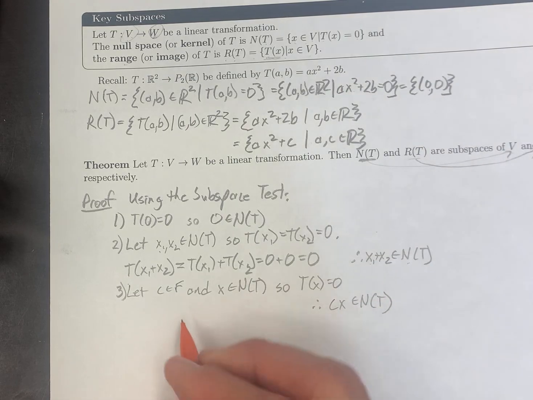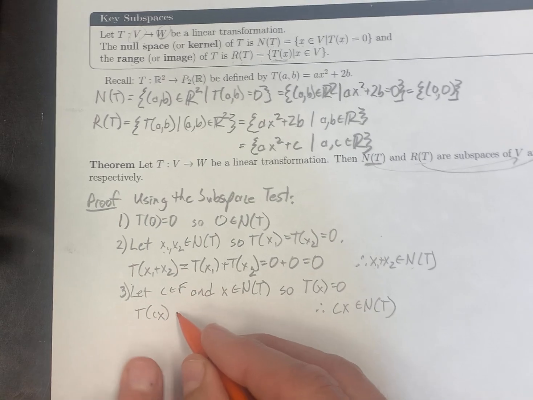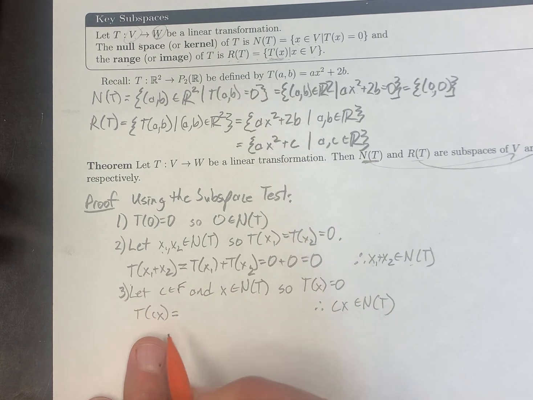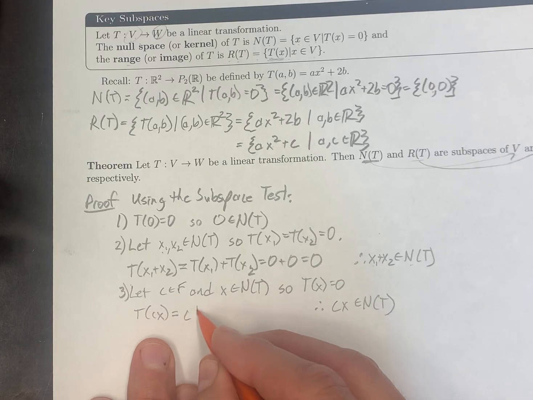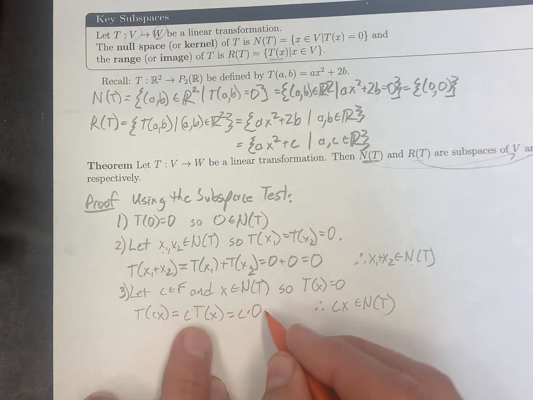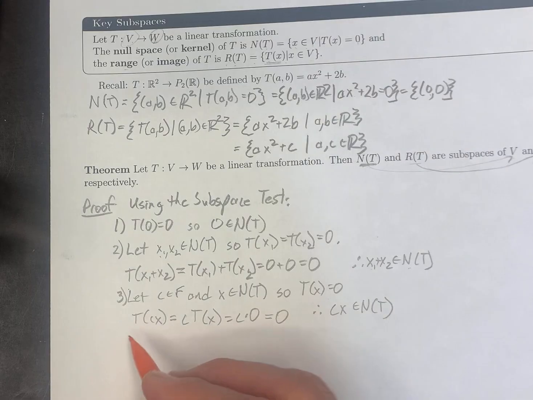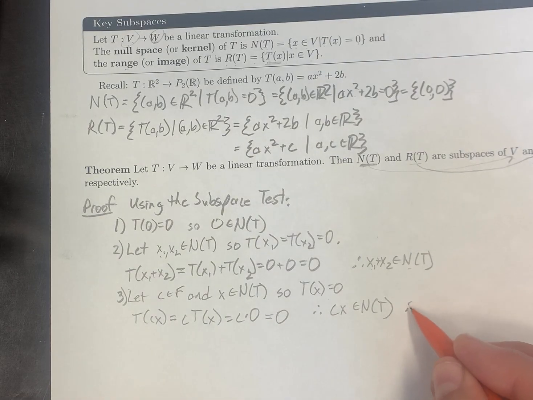What does that mean? That means T of cx is equal to 0. Well, I don't know that yet, but by linearity, I know that equals c times T of x. I know T of x equals 0. And I know 0 scaled by anything is still 0. So I really do know that it's a subspace. Therefore, subspace.